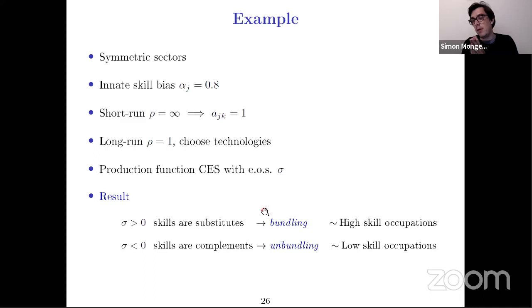Firms are going to choose technologies which look more Leontief, more Leontief looking, and that's going to force the bundling constraint to bind more. That's going to generate within occupation inequality, which is similar to what we see in high skill occupations. If skills are complements, then the equilibrium will endogenously unbundle, reducing within occupation inequality. Workers are going to be indifferent over where they work, which we're going to think of as consistent with what's going on with low skill occupations.